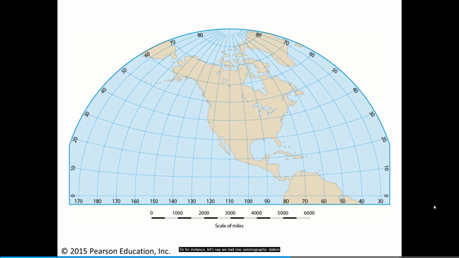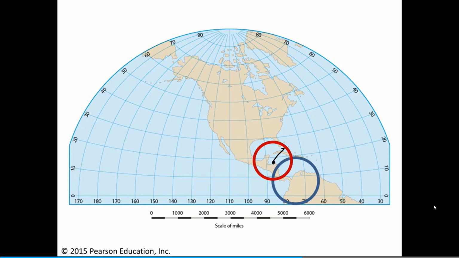So for instance, let's say we had one seismographic station in Central America, and it gave us a radius that looked something like this. So we go ahead and draw a circle to match. Then we get another seismographic station maybe in northern South America, and that has another radius for another circle. You'll notice that that intersects our circle in 2 locations, so we know that the epicenter must be at one of those 2, and we just need a third seismograph to tell us which one it is.